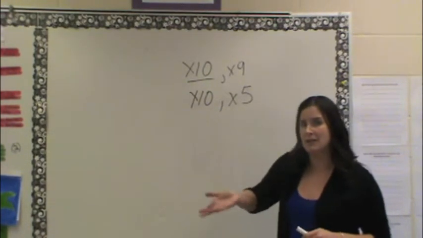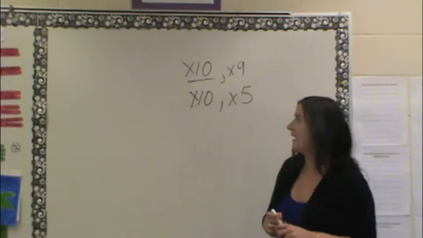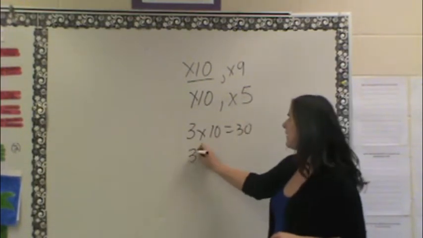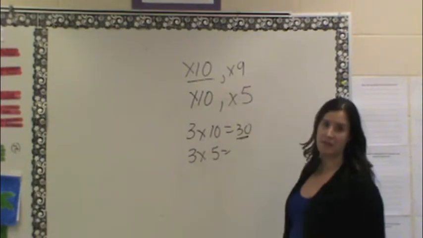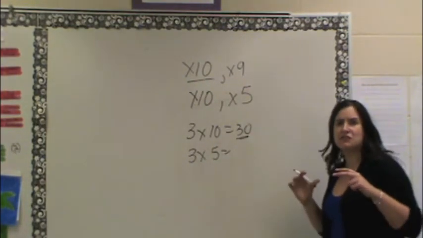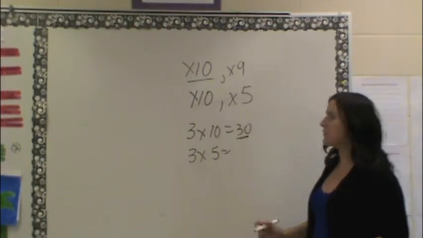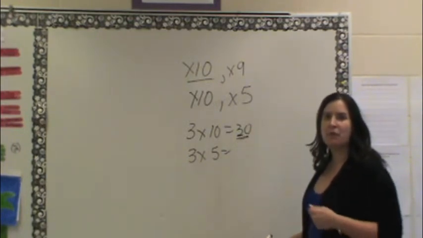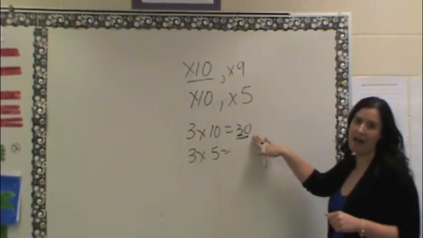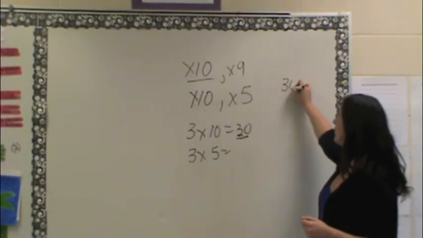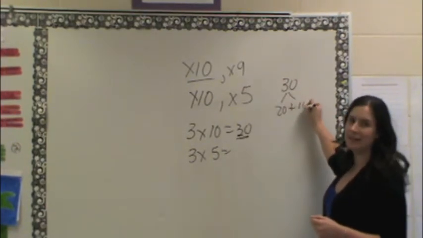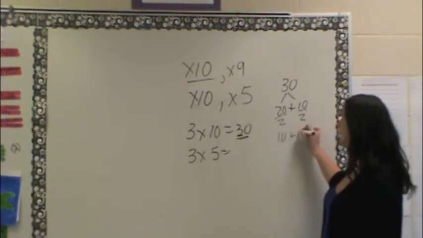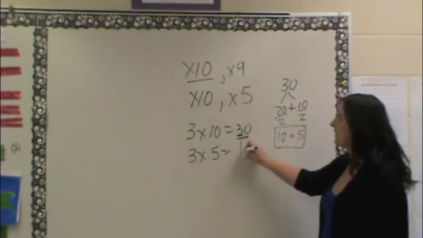So you want to encourage them to make these predictions of what's going to happen when you multiply by 5. So if I have 3 times 10, that's 30. Well, 3 times 5 must be half of 30, right? Here, the interesting part is finding half of numbers that have an odd number in the tens place. Most kids would think that maybe there's no half for that number. So again, you need to look at 30 as 20 and 10. You can halve 20 to get 10, and you can halve 10 to get 5. So half of 30 must be 15, right?